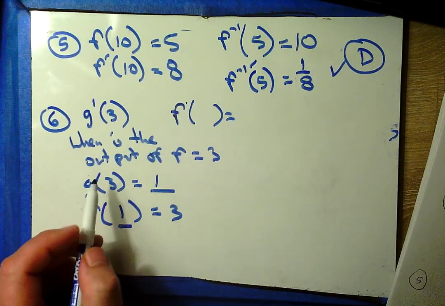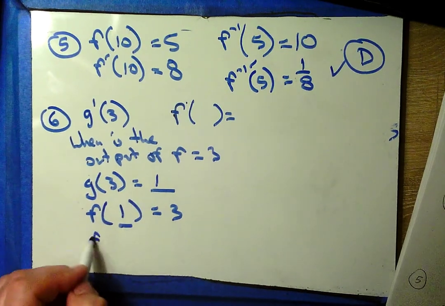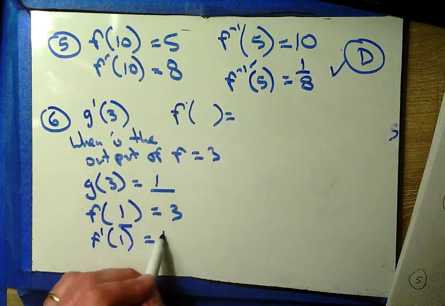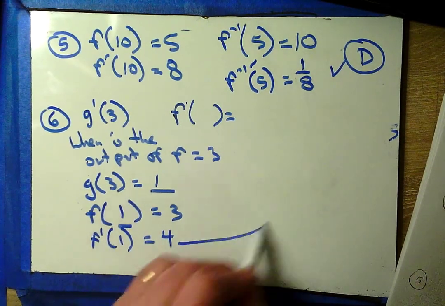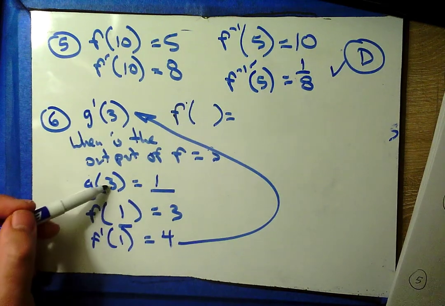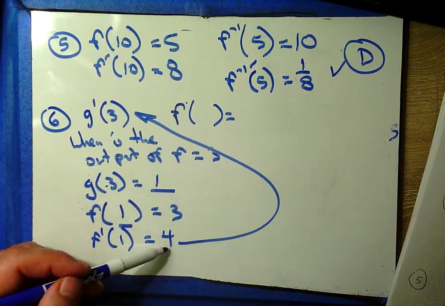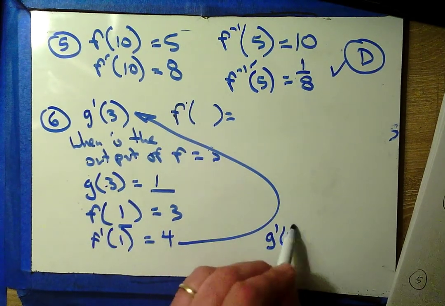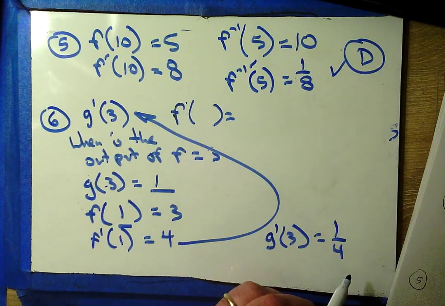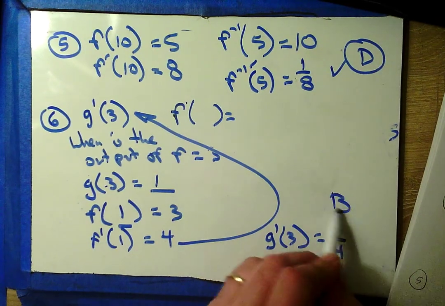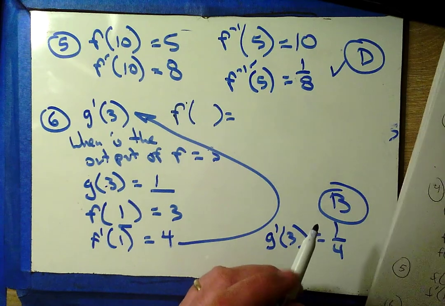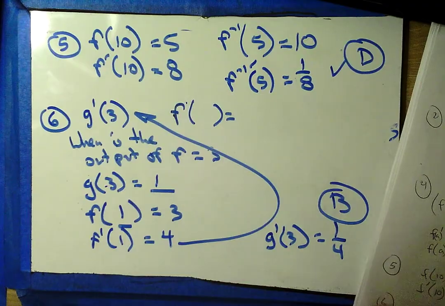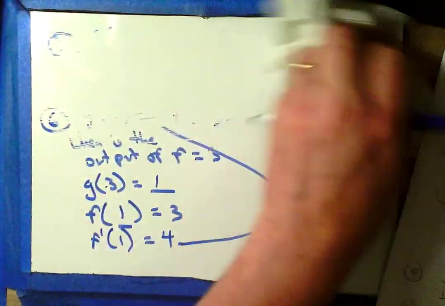And so what's the slope at 1 on f? The slope at 1 on f is 4. And therefore, the slope at the inverse point is the reciprocal of the slope at the original point. And so we can say g prime of 3 equals 1/4, which corresponds to choice B. B for number 6.